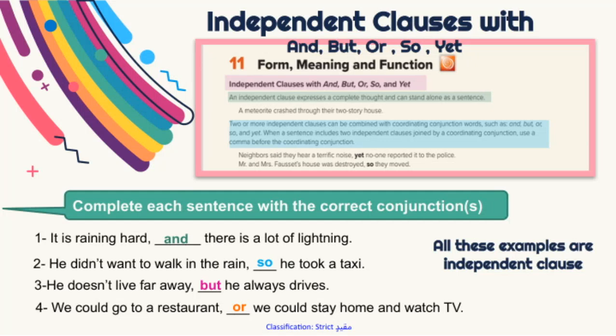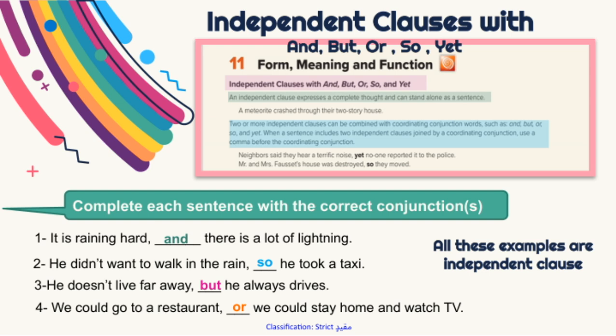Now let's take a closer look at independent clauses with some common coordinating conjunctions. And, but, or, so, and yet. All of these examples are independent clauses, which means they can stand alone as complete sentences. For example, in the sentence, we could go to a restaurant, we could stay home and watch TV. The blank should be filled with or, because it's presenting two options.